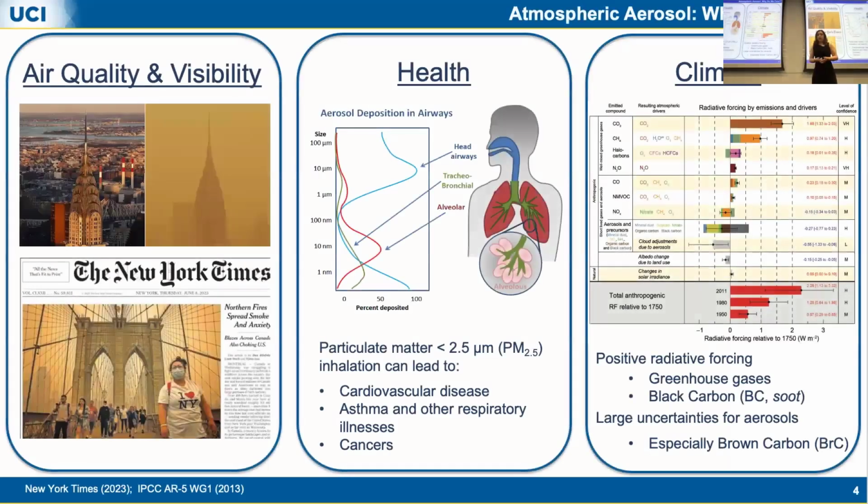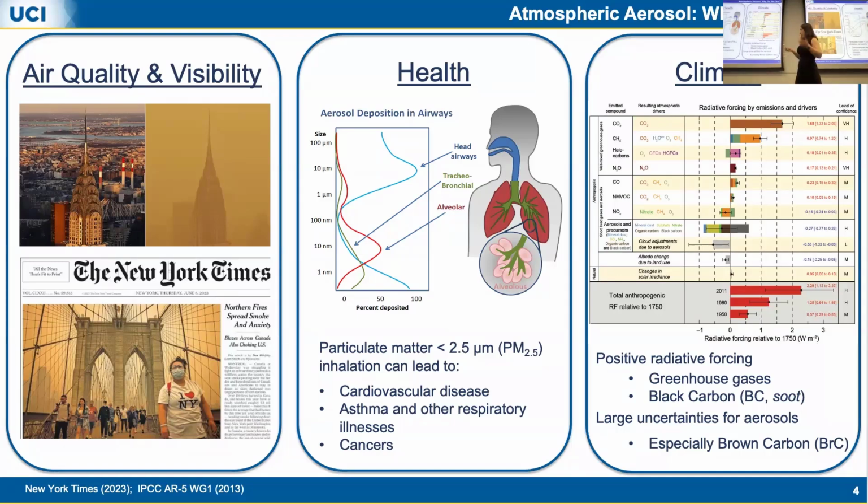And so why do we care about this? We care about this for 3 broad reasons. The first of which, and this is not in any particular order of importance, is air quality and visibility. In this example here of the Chrysler Building in New York City, I'm showing what the visibility looked like before and after the Canadian wildfire plume came into the city last year. So visibility was very poor. In this New York Times article clipping, you can see people were wearing masks outside again. So this is 2023 summer.